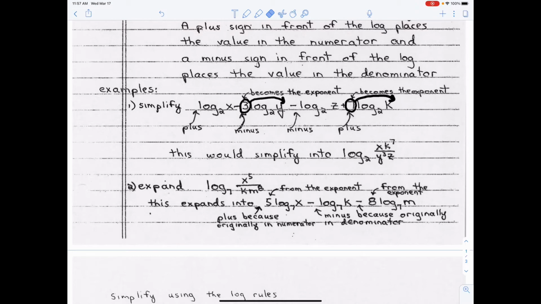So let's take a look at the x to the 5th first. Okay, the log's going to have a plus in front of it. Now you don't have to write anything because it's the first one. And I'm also going to take the exponent 5 and move it down in front of the log. So we have plus 5 times the log base 7 of x. And again, you don't need to write the plus since it's the first one. Okay, let's take a look at the second one. This is in the denominator, so I'm going to put a negative in front of it, so it's minus log base 7 of k.